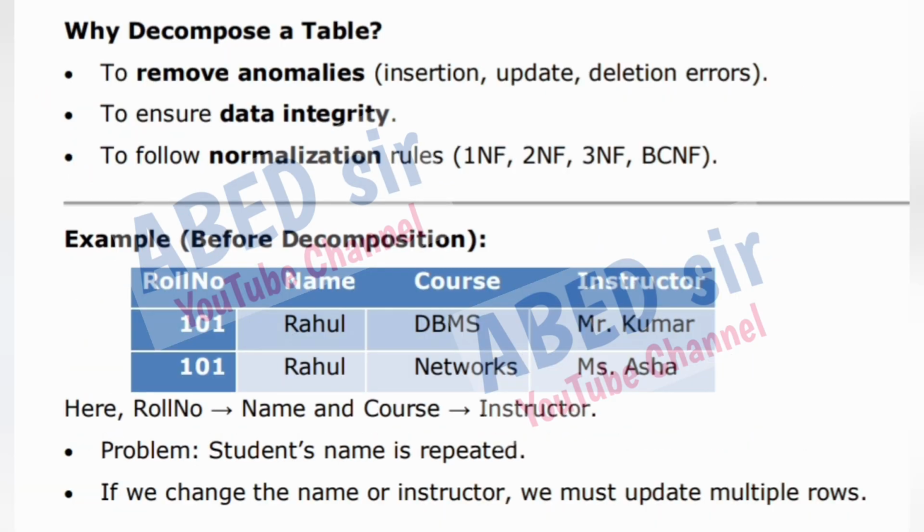Why decompose a table? To remove anomalies, insertion, update, deletion errors. To ensure data integrity. To follow normalization rules 1NF, 2NF, 3NF, BCNF. Example, before decomposition. Roll no, name, course, instructor. 101 Rahul DBMS Mr. Kumar. 101 Rahul Networks Ms. Asha. Here, roll no determines name, and course determines instructor. Problem: student's name is repeated. If we change the name or instructor, we must update multiple rows.